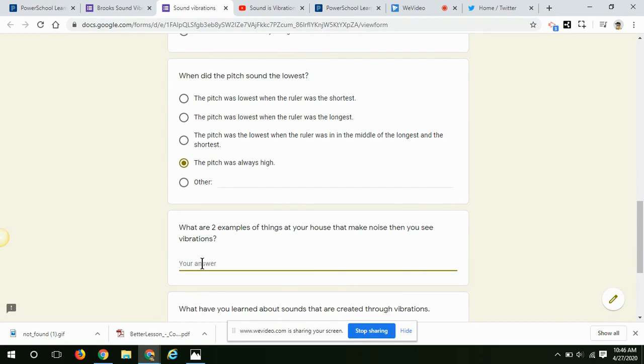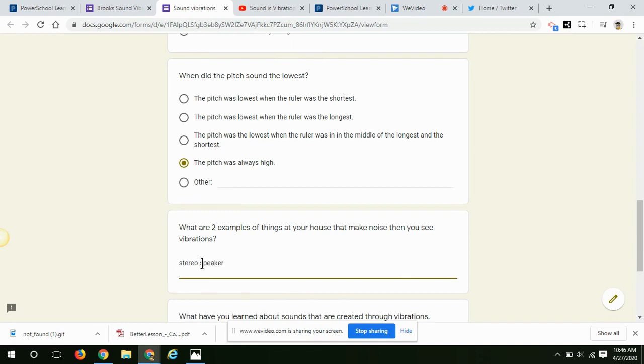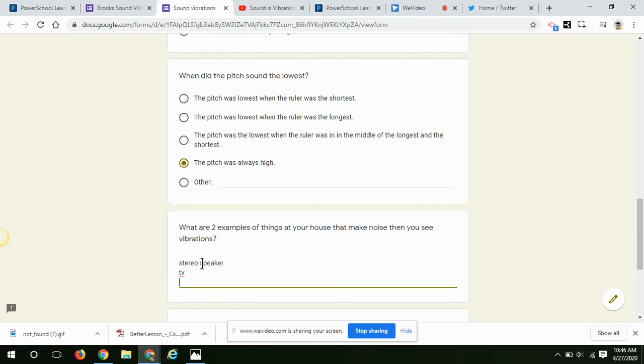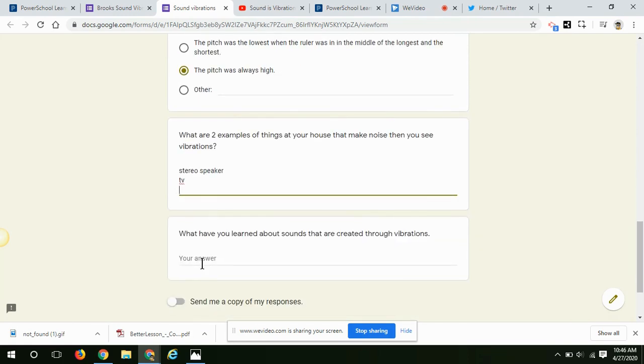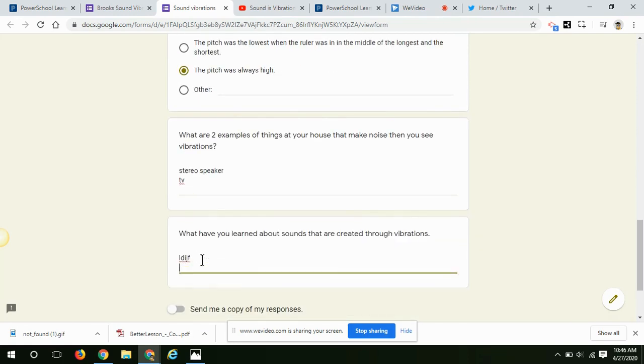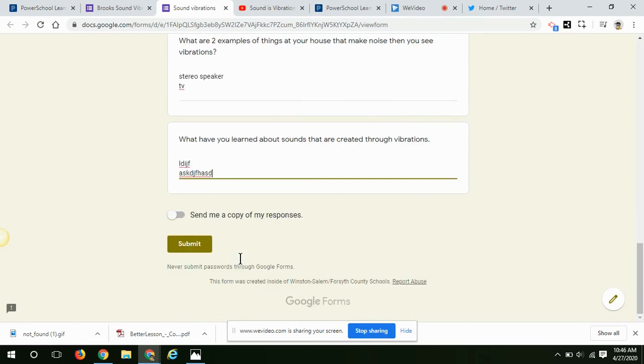This is set up for paragraphs, so there's room for lots of things for your kids to write in here. The stereo speaker and the TV. It vibrates when I turn it up too loud. And I type in something else here, and then I can hit submit.